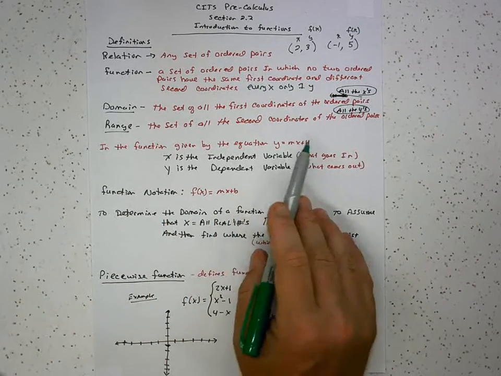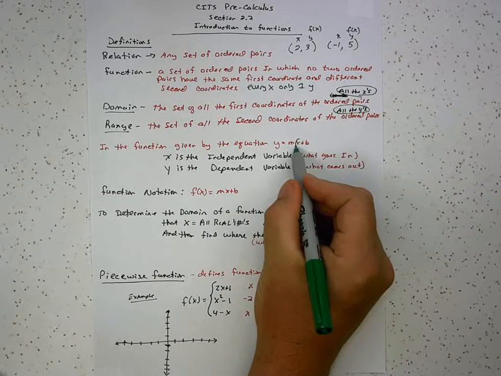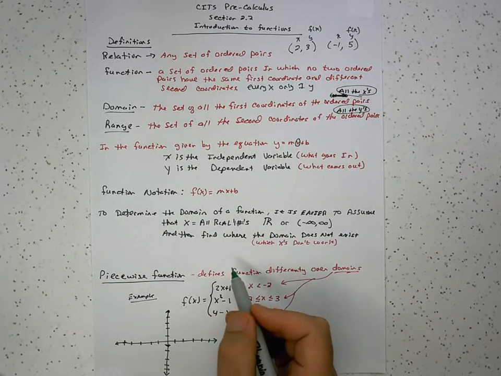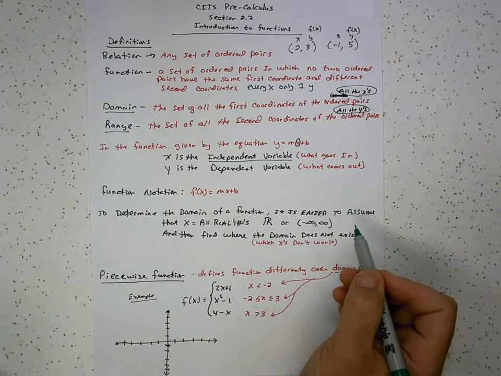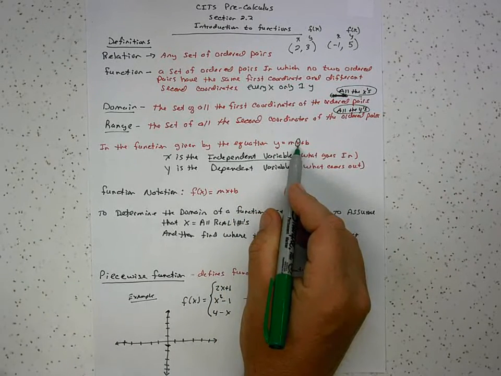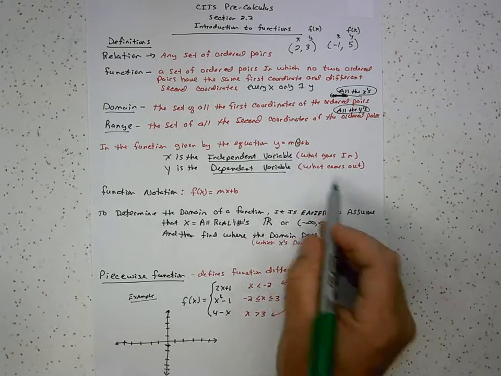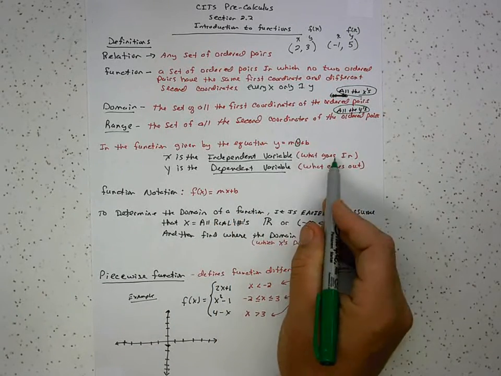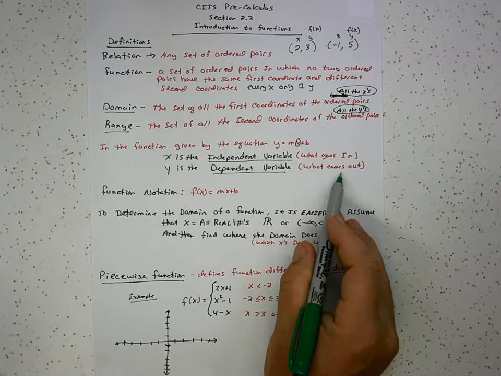In the function given by the equation y equals mx plus b, we always call x, which is a variable, or the value being plugged in, the independent variable. That's the one we plug in. Whatever I get out for y depends on what I put in for x. So therefore y is the dependent variable. The x is independent, that's what goes in. The y is the dependent, that's what comes out.